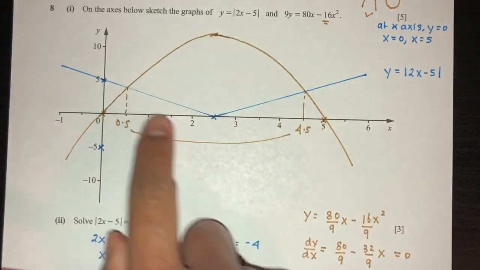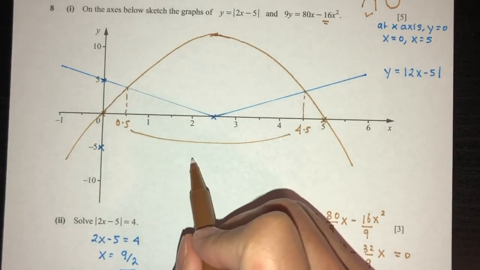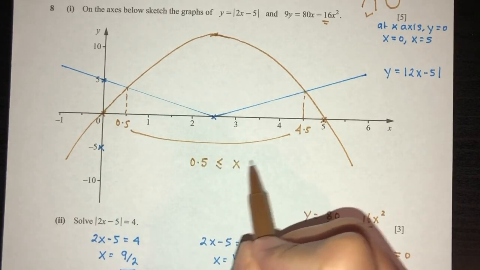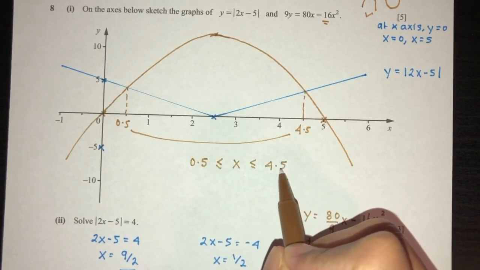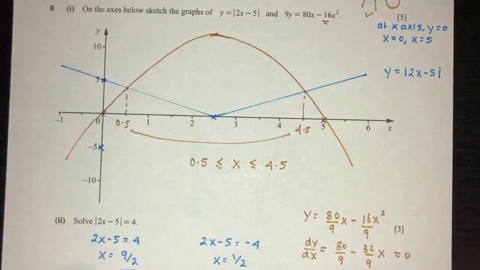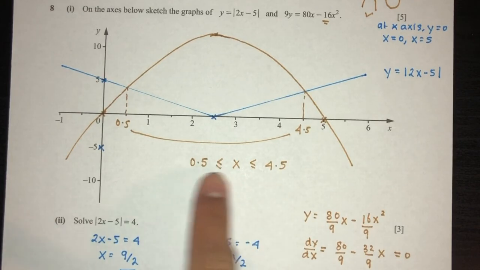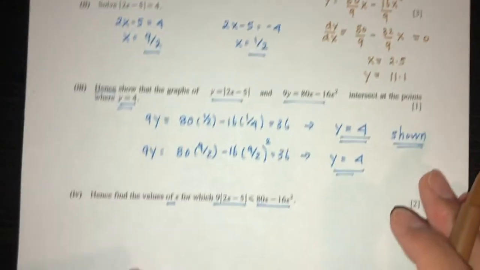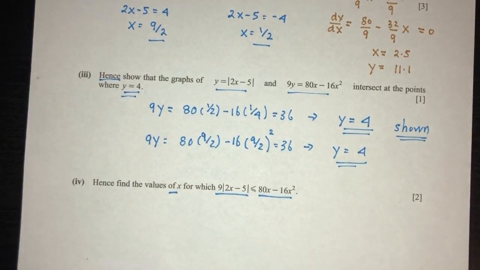So our range, our domain, you will write, it is only between those two values that it is true that the modulus, the blue line, is below the brown line. Between those two values, that's why it is our result for part 4. That is your question number 8.